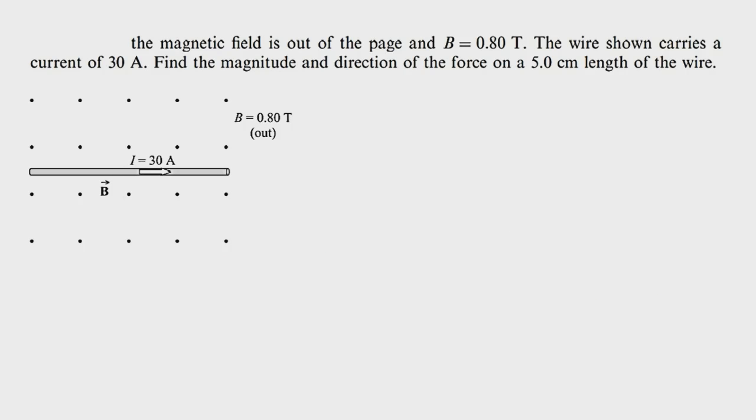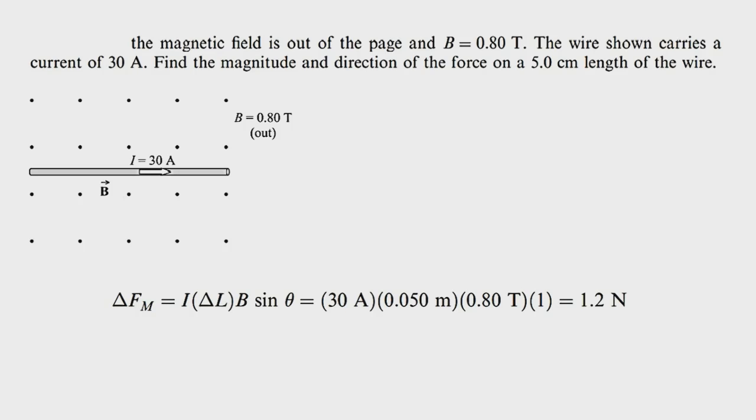The magnetic field is out of the page. In other words, the magnetic field lines are moving towards the observer. B is equal to 0.80 Tesla, and the wire shown carries a current of 30 amperes. The requirement for this problem is to find the magnitude and direction of the force on a 5.0 centimeter length of wire. This problem is dealing with a 5 centimeter length of wire.